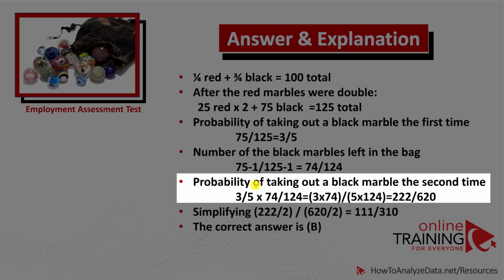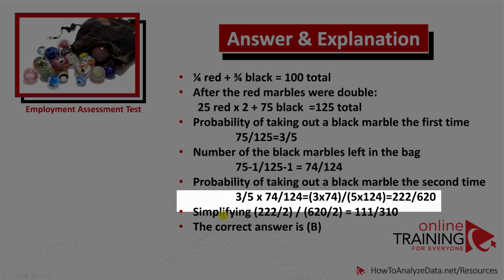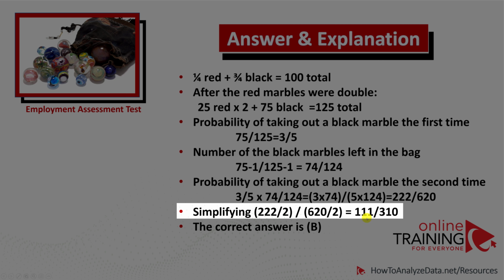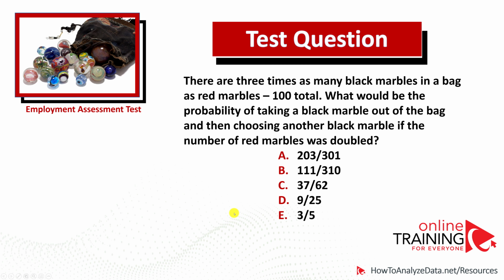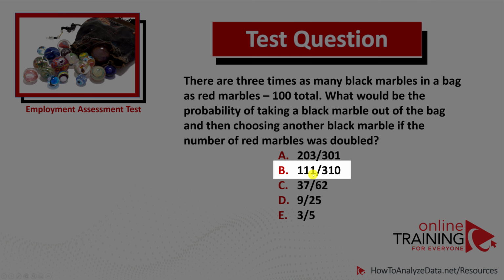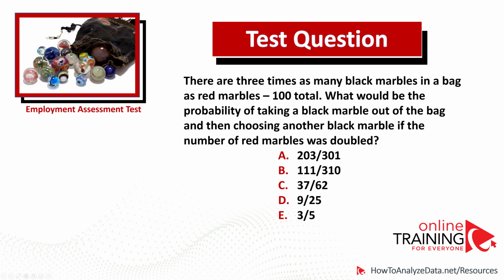To calculate the probability of taking out a black marble for the second time, we need to multiply the first probability of 3/5 by the probability of taking a black marble the second time, which is the fraction 74 divided by 124. After we complete the initial calculations, we get 222/620. After simplifying this value, we get the final probability of 111/310. So the correct choice here is choice B, 111/310. Hopefully you've nailed this question.